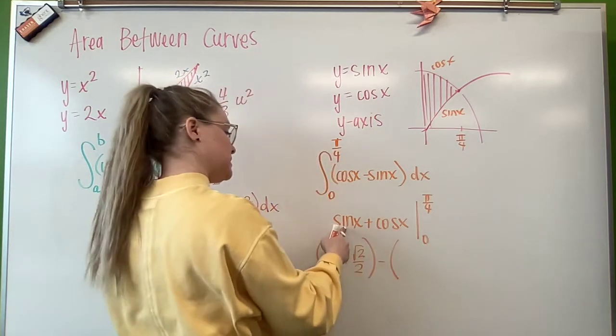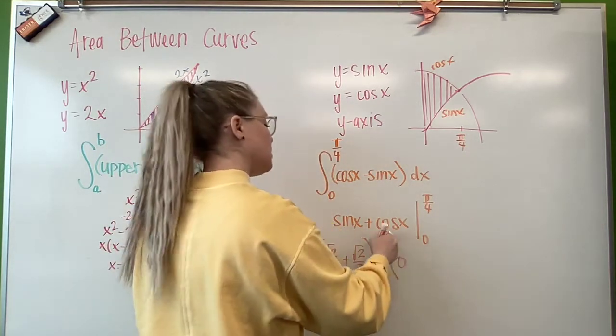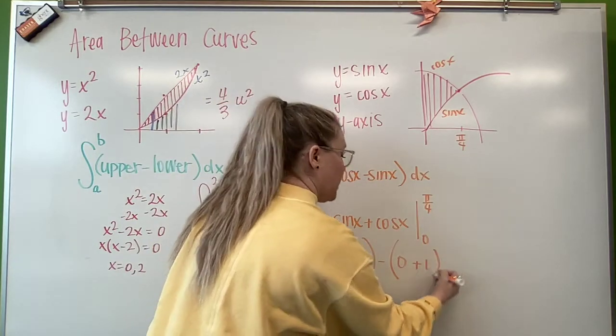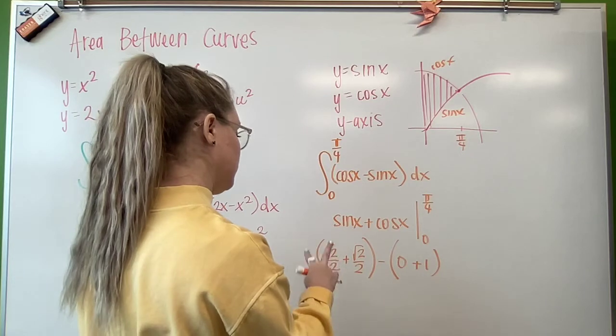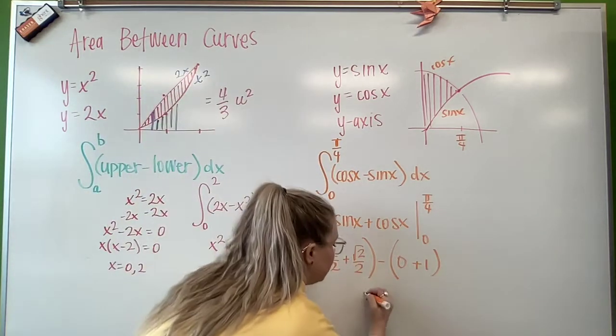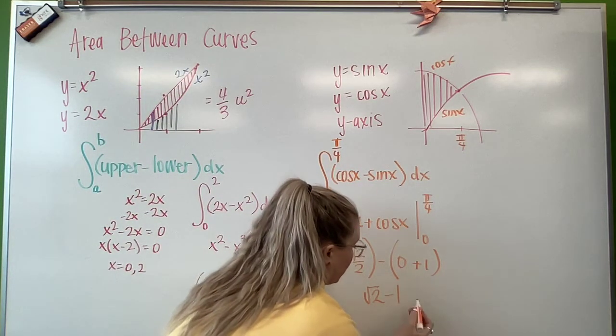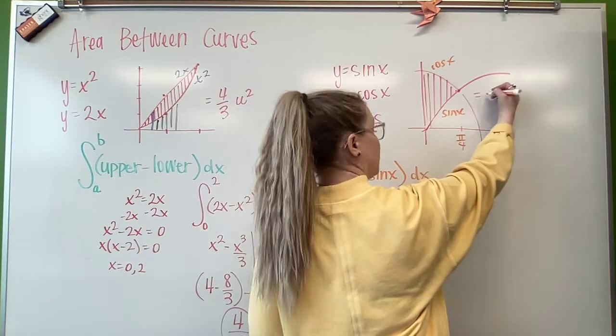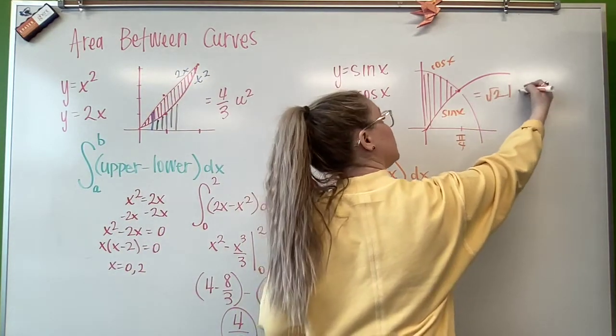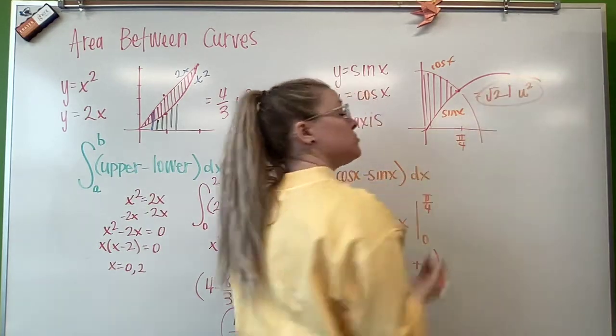Minus, if I plug in 0, sine of 0 is 0. Cosine of 0 is 1. So I am going to get 2 root 2 over 2, which is root 2, minus 1. So the area between our curves here is root 2 minus 1 units squared.